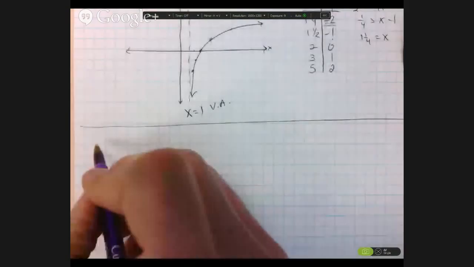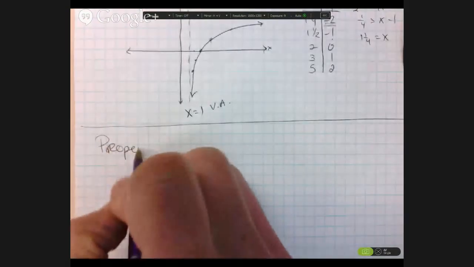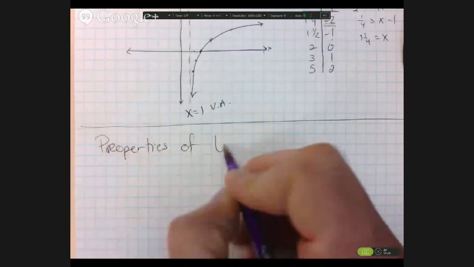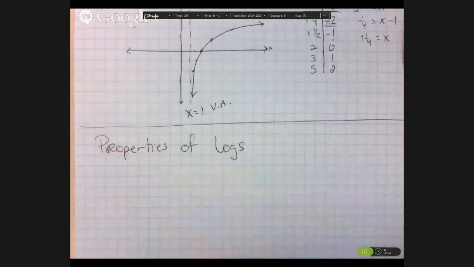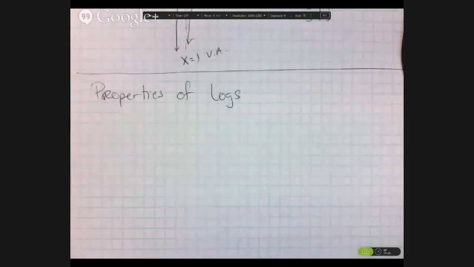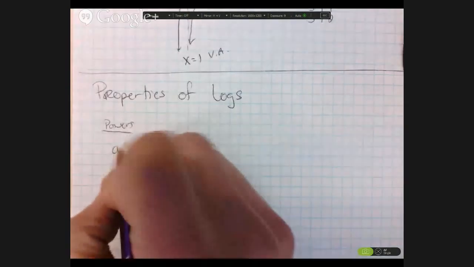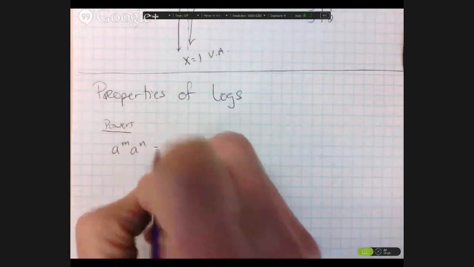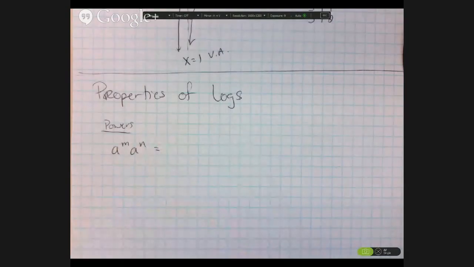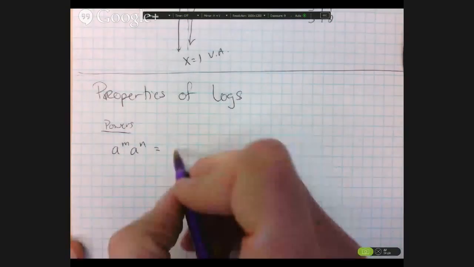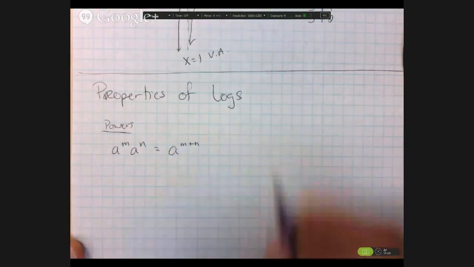Okay, properties. We're going to just compare and contrast this to the properties of powers. Give you something to reference. So you remember what that one is? What do I do with the m and the n? Add. Yeah, okay.